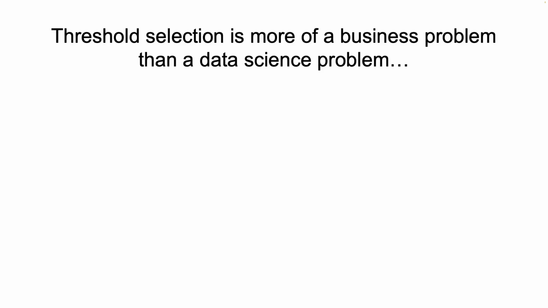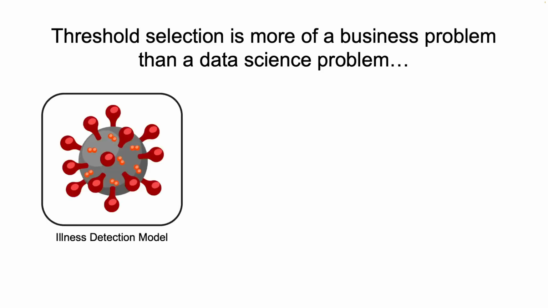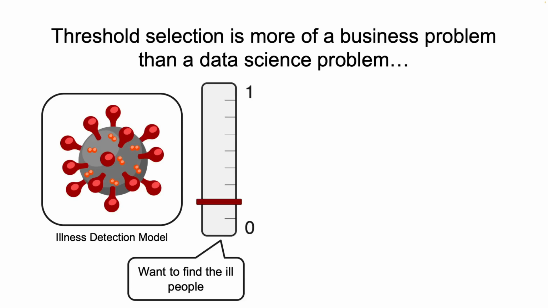Suppose we are building a model to predict the probability of having an illness. In this case, we would prefer to select a lower threshold to reduce the chance of missing a patient who is ill. Even if our predictions may be a little too sensitive and produce too many false positives, we can always mitigate false positives with further medical tests.